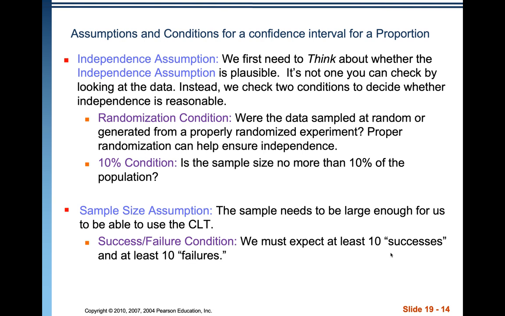All right, so the sample size assumption. We just made sure it wasn't too big to cause a problem. Now we want to make sure it's large enough for us to be able to use the central limit theorem. So we check the success/failure condition. We must expect at least 10 successes and at least 10 failures.